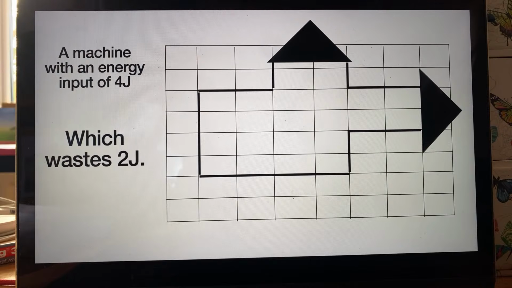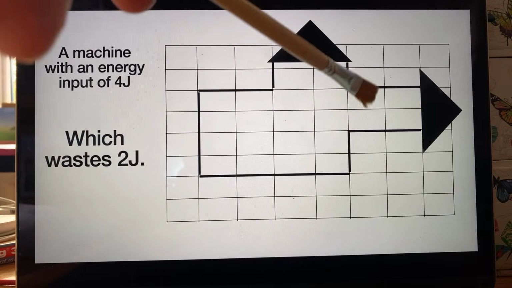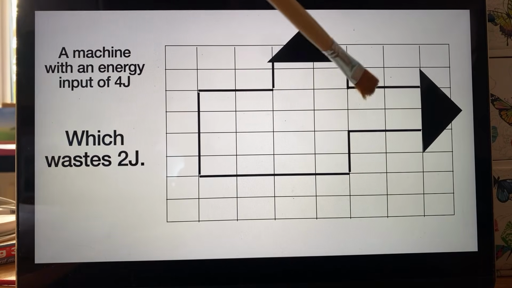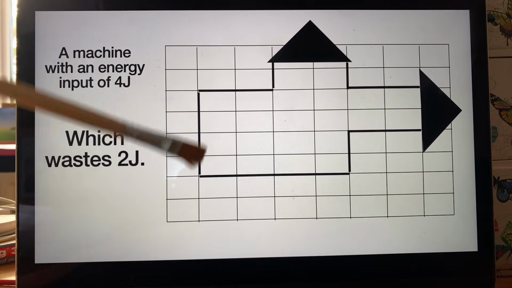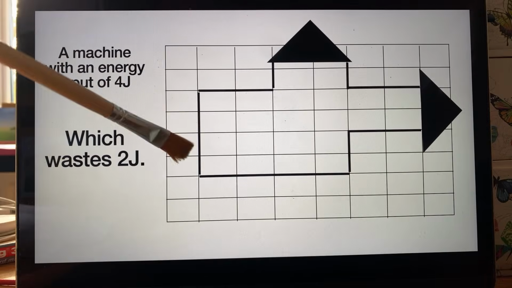Phew. Is that okay? So obviously I would have to label it, but this would be a good Sankey diagram for a machine with an energy input of 4 joules. 1, 2, 3, 4, wastes 2, so therefore 2 is useful. 2 rectangles there, 2 rectangles there, adds up to the energy that goes in. Yeah, brilliant, okay. So you're going to do a slightly more complicated one because it's not going to be a nice little number like 4.